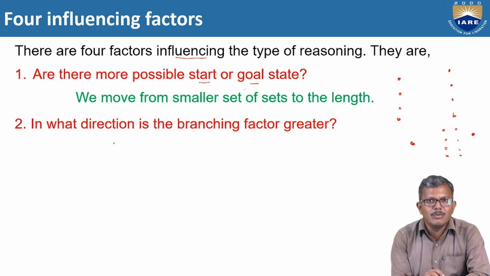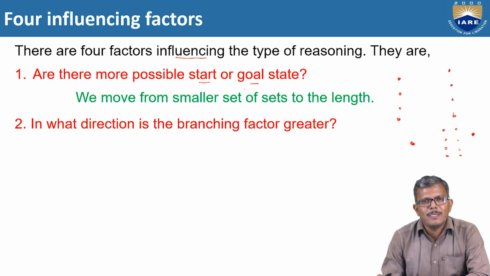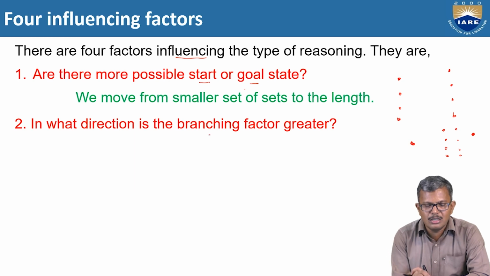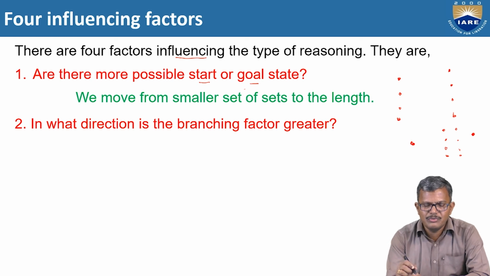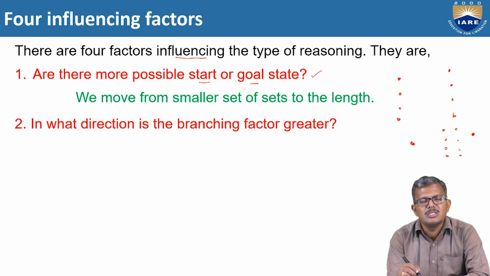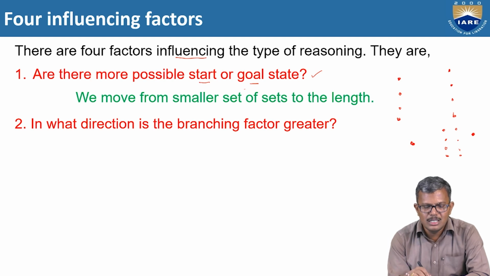So what is the next factor? In what direction is the branching factor greater? We talk about this branching factor in heuristic search techniques. You can think that this branching factor is just a numerical value at present, or otherwise a distance between one state and another state. So the first influencing factor is that if your problem has multiple initial states and multiple goal states, the approach is going to change. And it also depends upon the branching factor.